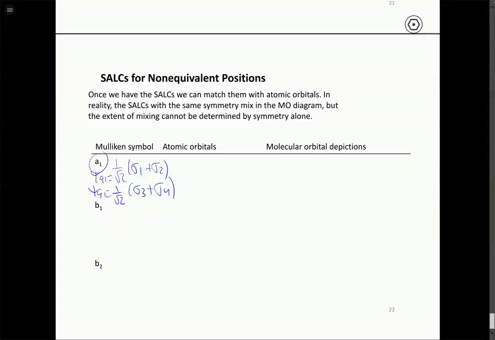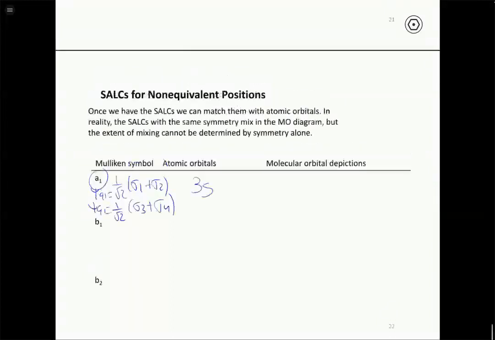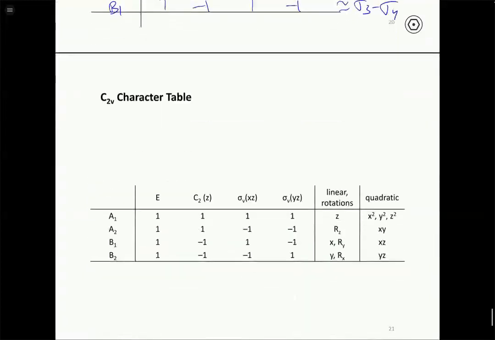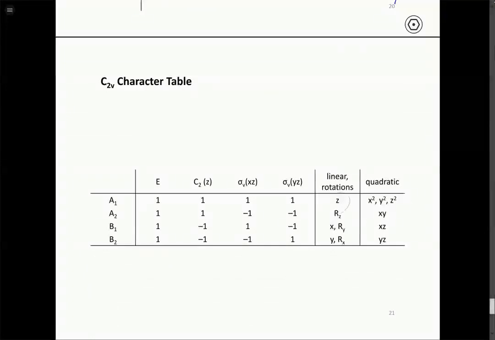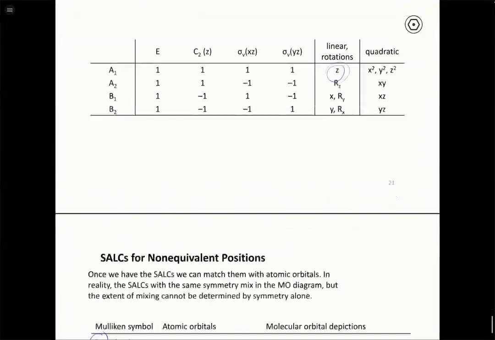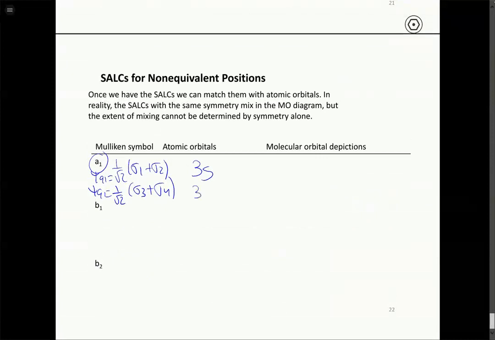And the atomic orbitals that have the A1 Mulliken symbol, that have the same symmetry, would be, this is SF4, so we're in the third row of the periodic table, so it's going to be 3s. And then if we go to the character table, A1 also transforms as Z. So the pz orbital is also going to be of A1 symmetry, and so we would have two possible mixings. If we look at pictures of these, the first A1 SALC is sigma 1 plus sigma 2, which are the ones on the outside here.